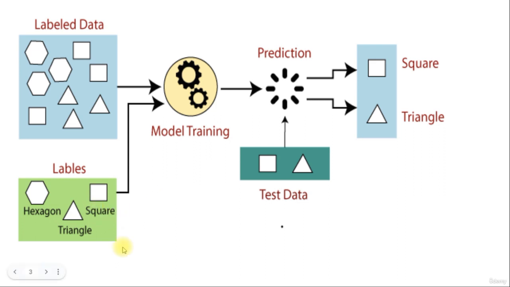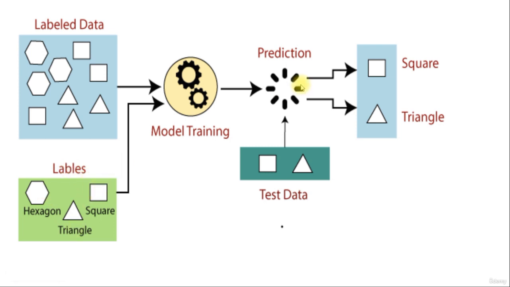Now these 30 rows will not have the label attached to the picture. So in the test data, only the picture will be given as the input to the model, and based on the patterns that the model has extracted from the training data, it will predict that this is the picture of a hexagon, this is a square, and this is a triangle.